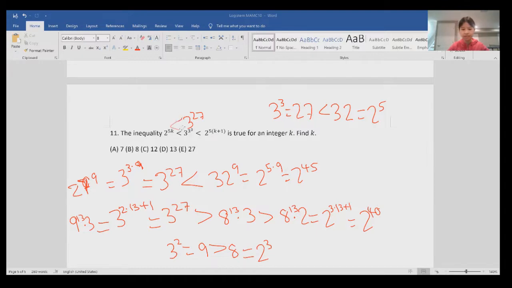So indeed, 3 to the power of 27 is between 2 to the power of 40 and 2 to the power of 45. So 5k is 40 and k is 8.